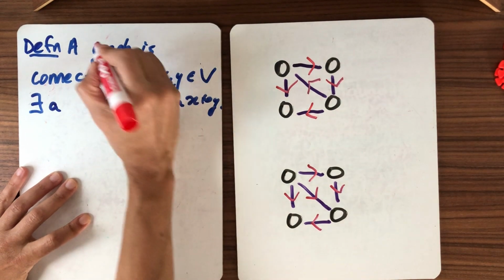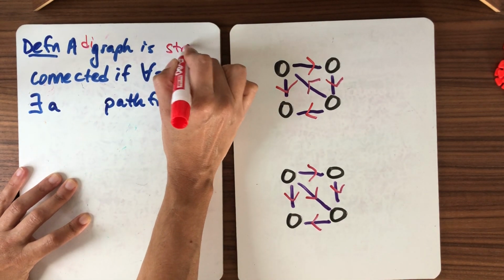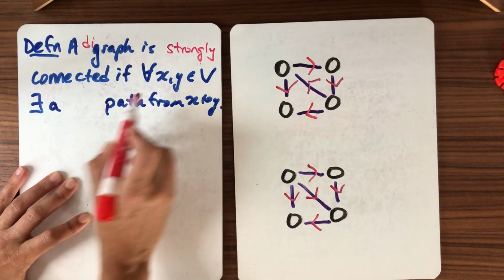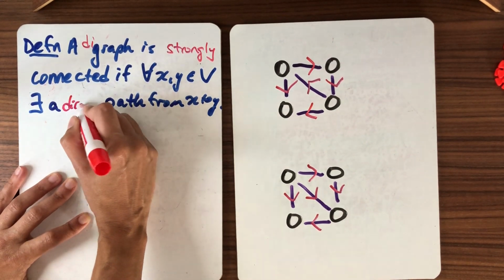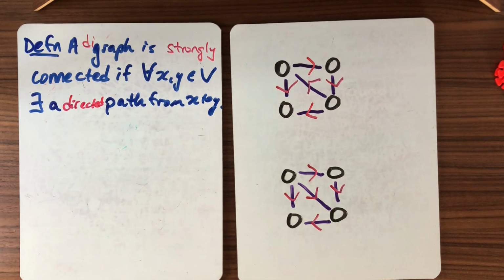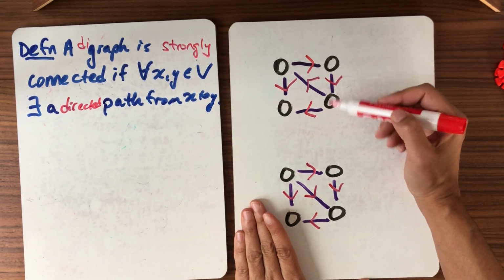So a digraph, a directed graph, is strongly connected if for every 2 vertices x and y, there exists a directed path from x to y. So let's look at these 2 examples and say which of these, if either, is strongly connected. So what I want to do is think about every pair of vertices. Can I get from one to the other?